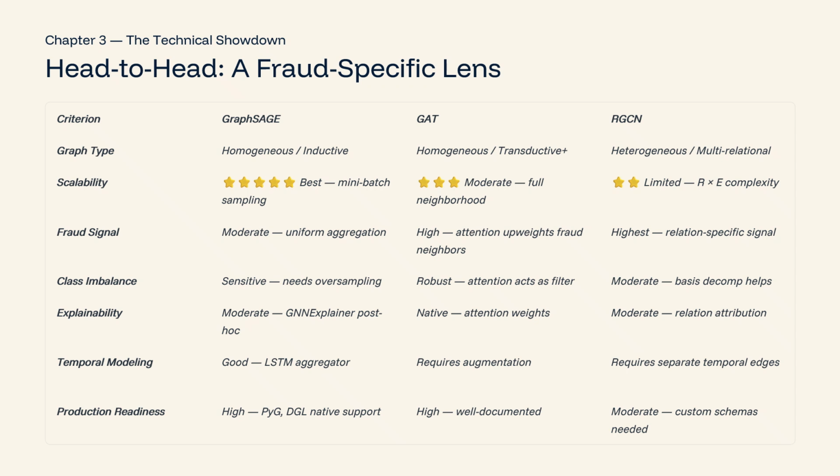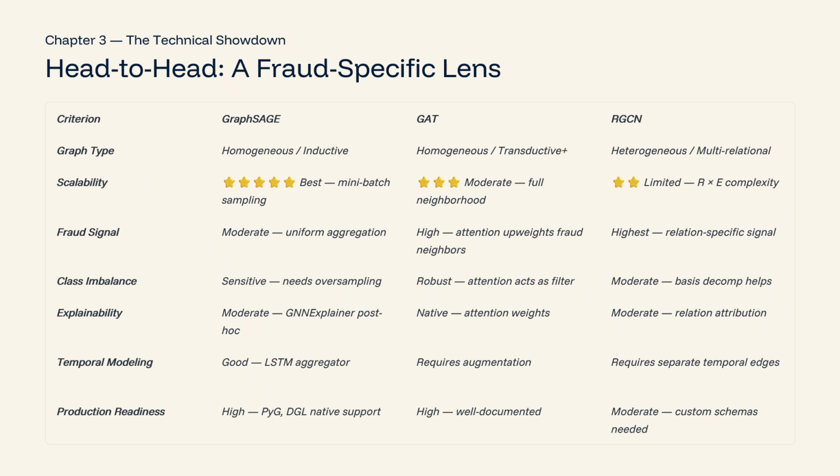From a fraud signal perspective, RGCN leads because the relation-specific transformations are the most faithful representation of how fraud operates. And for class imbalance robustness, the GAT is the strongest among the three. Attention naturally dampens noise from the overwhelming legitimate majority during aggregation. So the key pattern here is no single architecture leads across all six criteria. This is not a flaw in the comparison, it's a signal. The architectures have genuinely different strengths corresponding to genuinely different operational constraints.